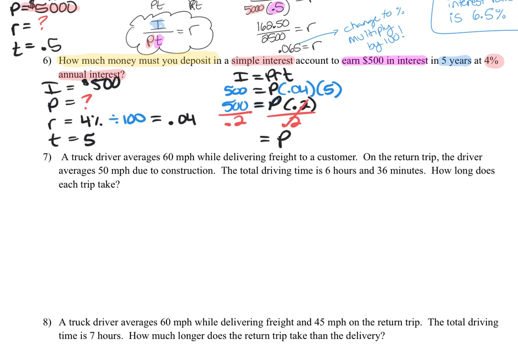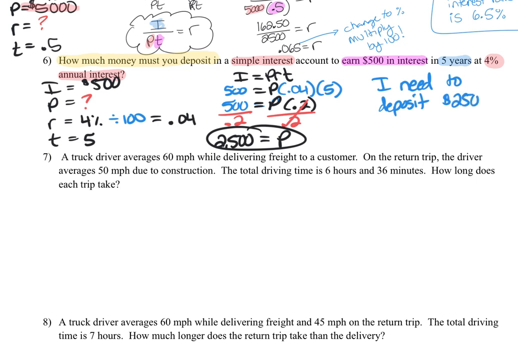And what do we get there? 2,500. Okay? That's our principal amount. So I need to deposit $2,500. So again, both methods work. Whether you want to use the original and just plug in the numbers and then solve like a linear equation, you can. If you want to solve for the letter first and then plug in, you can do that too.